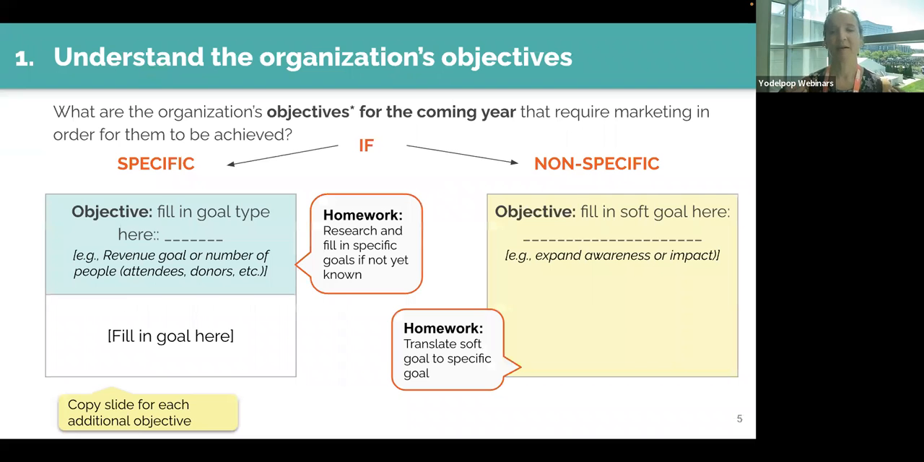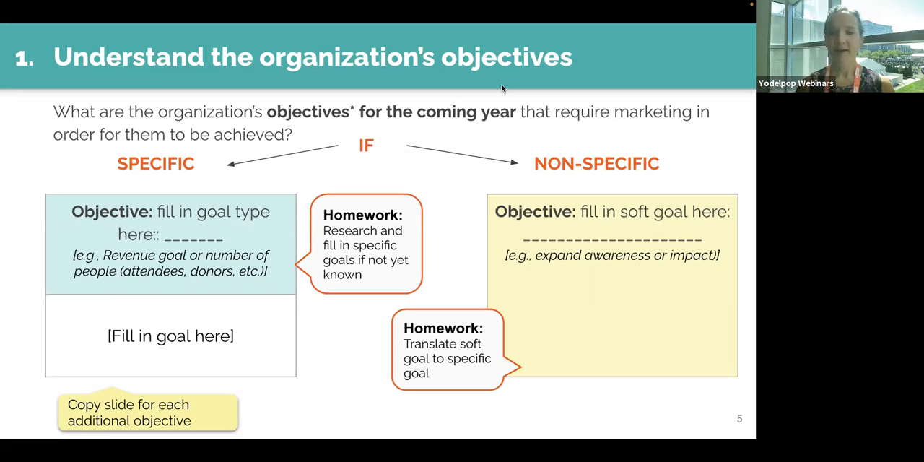So starting with understanding the organization's objectives. What we have here is a tool for you to record a single objective that's driving your organization, that you know your organization consciously wants and needs to make progress toward, better yet, achieve. So here we see on the left, if I know a specific example of an organizational objective, I'm going to jot it down in that blue-green box on the left.